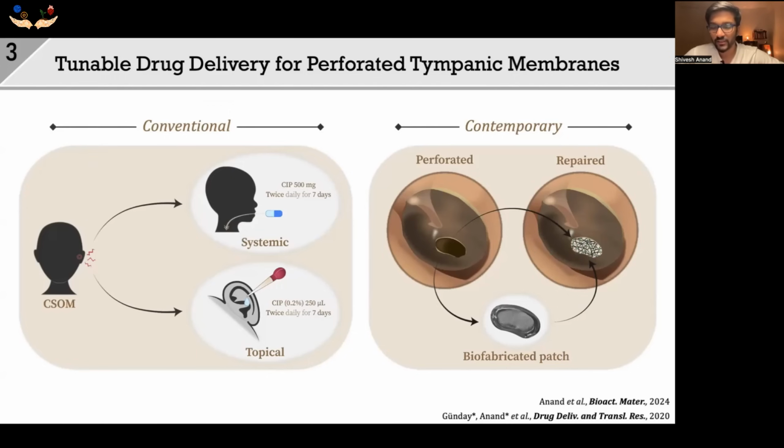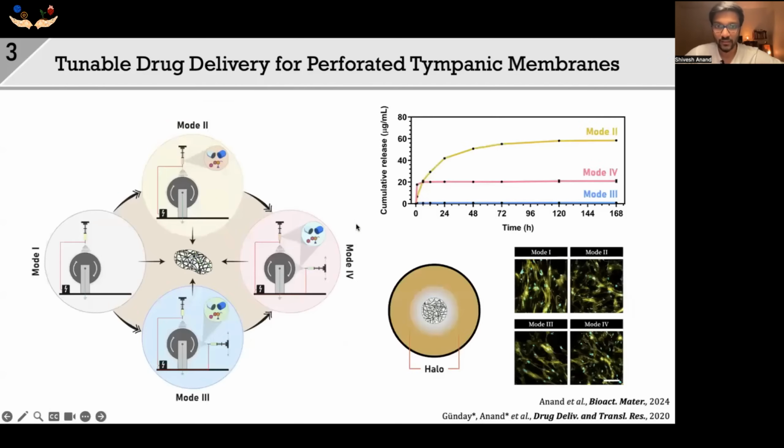Therefore, the strategy implemented in this part of the project was to combine drug delivery with tissue engineering, which could then result in creation of tympanic membrane patches that could provide precise and targeted delivery of the antibiotics. In this case, we investigated 4 different modalities of electrospinning.